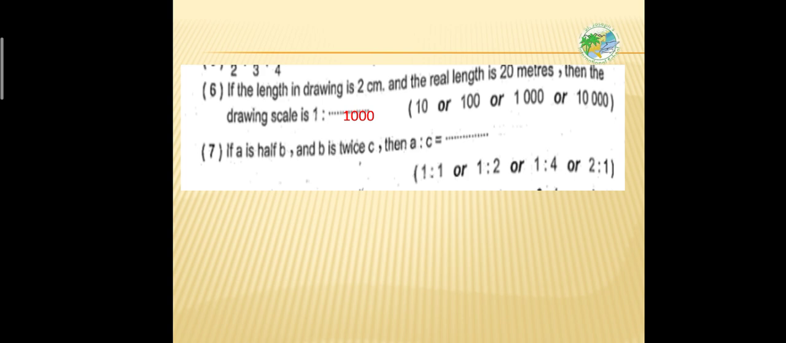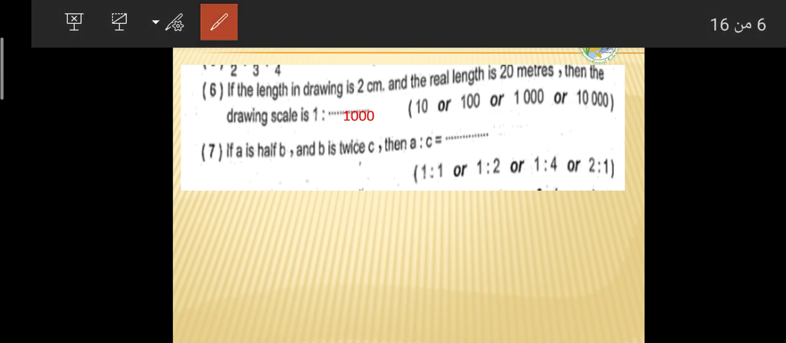Number 7, this is a very important question. If A is half B and B twice C, then A to C equal what? A is half B, meaning what? A is half B, then A to B to C. A half B, 1 to 2. Okay, A half B meaning 1 to 2. And B is twice C. What is the meaning of twice? Twice means 2, double. Then 2 to 1.